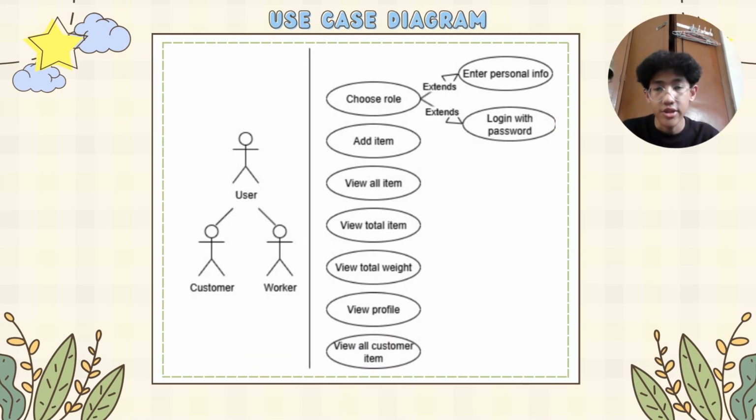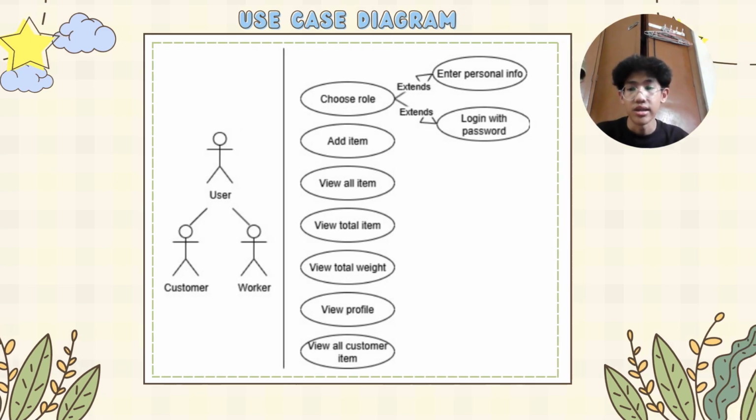So next is the use case diagram. Pretty simple as well. As you can see here, the user can be either a customer or a worker. And also the choose role extends to enter personal info and login with password. So the personal info, as you know, can be done with a name, a matric number, or even a worker ID that can be put into the system.